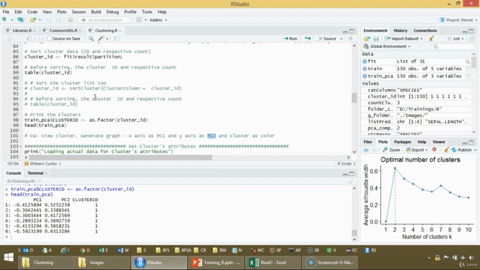Please write your question on the discussion forum. I will supply the code. I'll provide the code. Okay, and that's all for K-means.